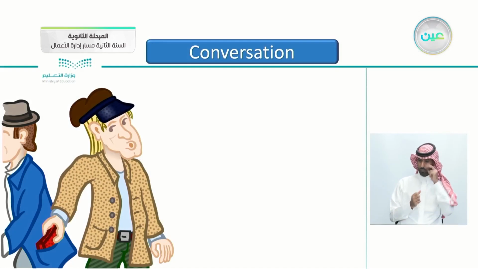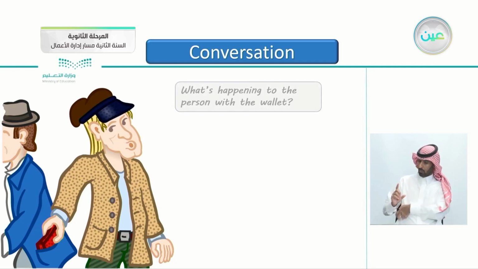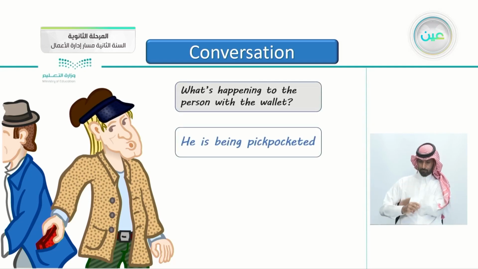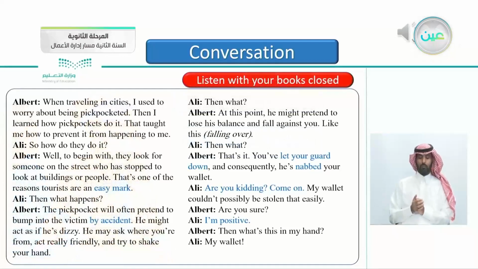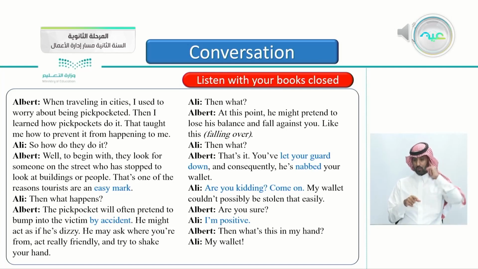What do you see here in this picture? What is this man doing? Yes, he's trying to steal the wallet from the other man, or in other words, he's trying to pickpocket. So the man here in the blue jacket is being pickpocketed. So this is the conversation here. We have a conversation between Albert and his friend Ali. Let's listen to the conversation and then we'll be answering some questions about it.